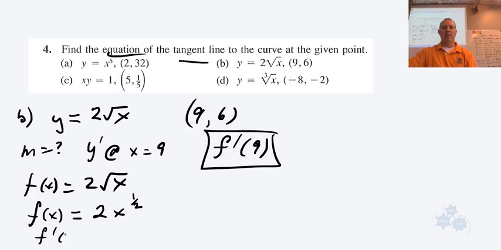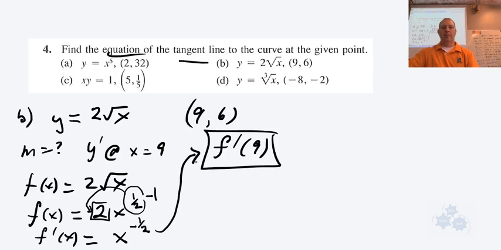So f prime of x is, power rule, says the 1/2 comes down here and multiplies by whatever is already here. So what's 1/2 times 2? That's just a 1. So it's going to be 1x to the power of negative 1/2. Very good. All right. So you don't have to simplify that at all. Don't worry about it. Let's take this now, right here, and let's put in 9 in for x.